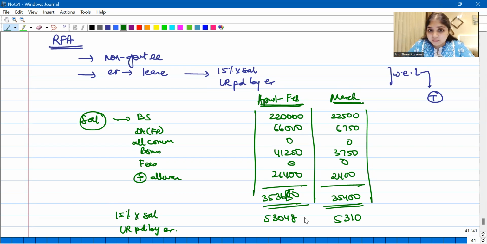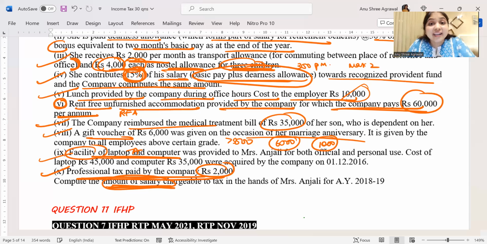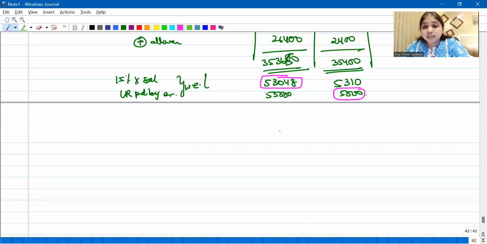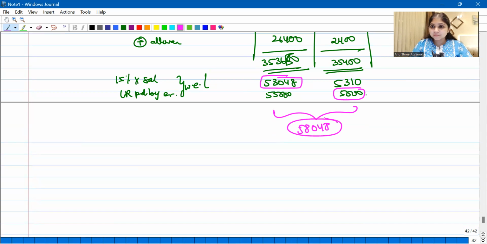Now, how much rent is paid by the employer? 60,000 per annum, guys. So, how much is the rent paid per month? Per month, the rent paid is going to be 5,000. So, 5,000 for 11 months is going to be 55,000, and 5,000 for the month of March. Now, out of these numbers, we are supposed to pick whichever is lesser. So, April to Feb, which number will you pick? 53,048. March month, which number will you pick? 5,000. So can you tell me what's the total taxable value? 58,048. Are we understanding? Is this making sense to us?